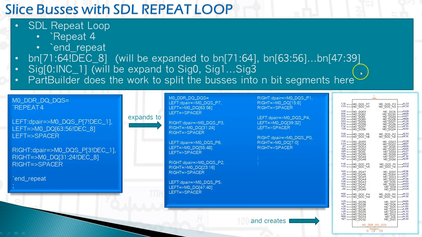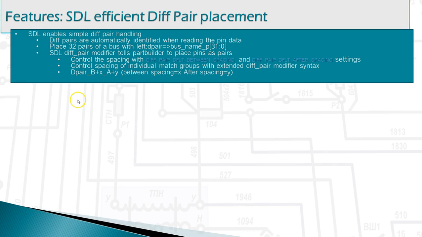And when we look at it, this is what it creates. So it gave us a diff pair with M0 DQS P7 and the group data, 63 down to 56, P6. So with this simple statement, we build this beautiful symbol. The SDL also offers efficient diff pair placement.